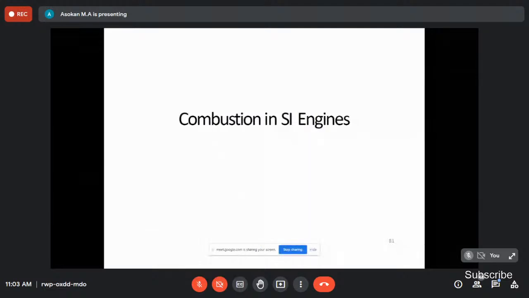Hello. Sir, we can't see. Yes, sir. It is now... you are showing combustion in SI engines. Yeah, combustion in SI is there. Okay, right.